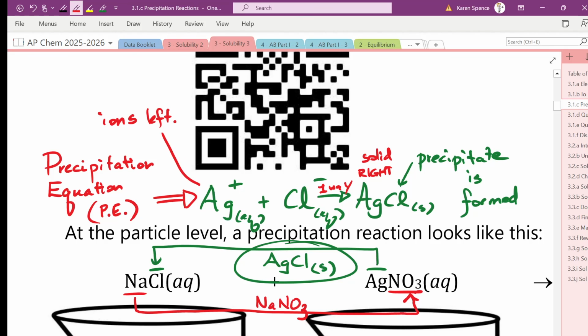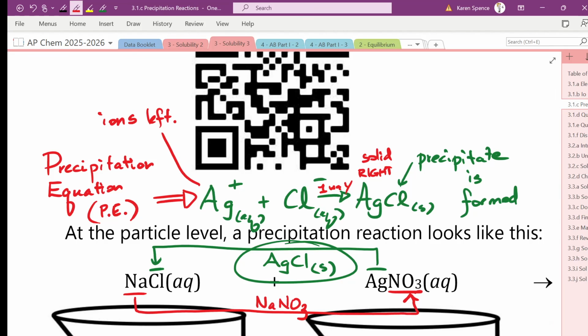One-way arrow, solid on the right, ions on the left. Don't worry, I'm going to say this a million times. So if you're doing a titration, this is the kind. If I say, what's the precipitation reaction? You're going to do this.